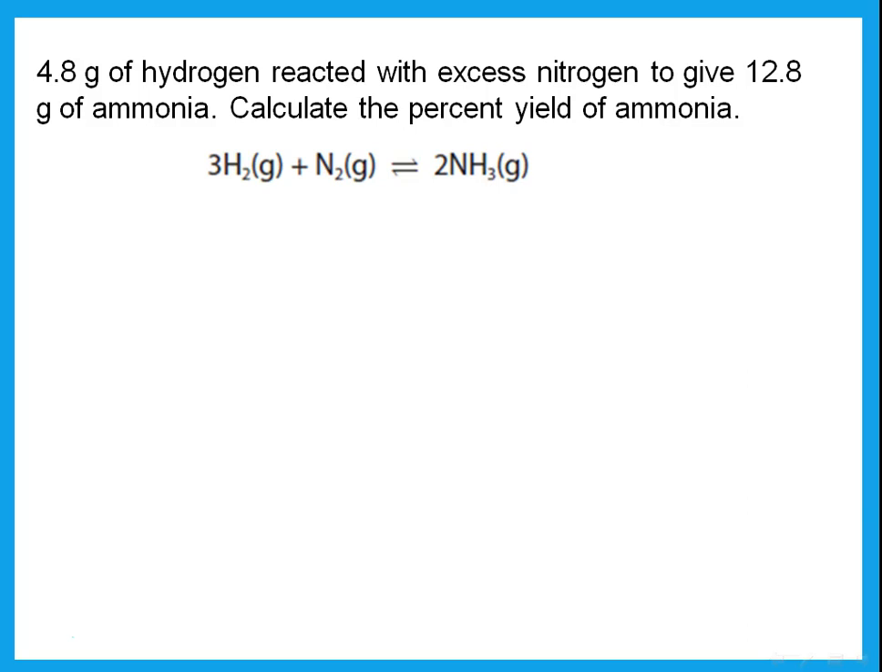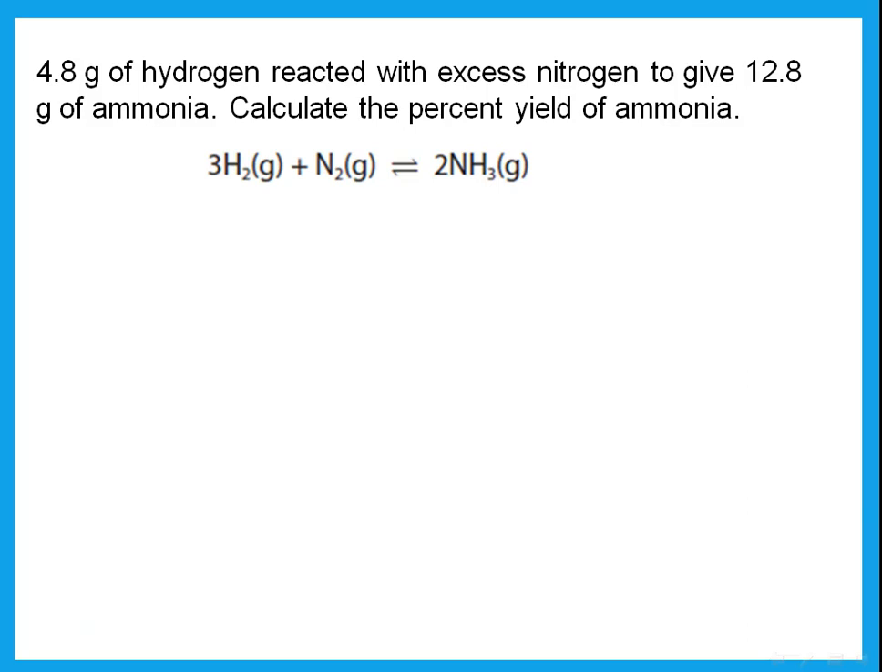He says 4.8 grams of hydrogen reacted with excess nitrogen to give 12.8 grams of ammonia. Calculate the percent yield of ammonia. So he's saying that he started with 4.8 grams of hydrogen. He's trying to make ammonia. What he actually got in the experiment was 12.8 grams. But I need to calculate what he should have gotten. What is the yield that he should get? And the word yield means mass, if you're not familiar with it.